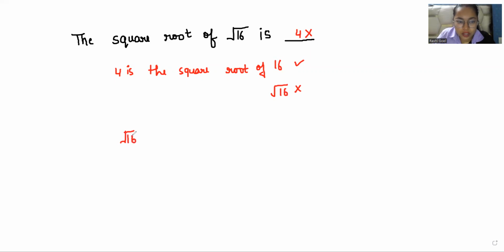So root 16, and again there is one more square root. So the square root of root 16: the square root is 4, and again the square root is 2. So the square root of root 16 is 2, not 4.